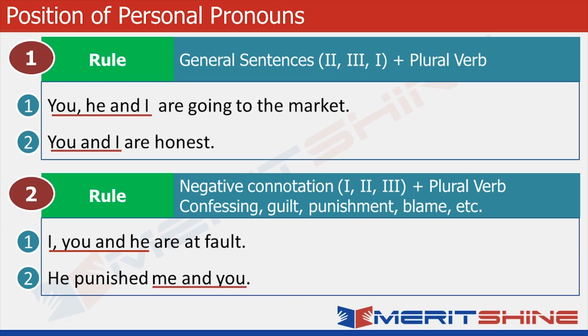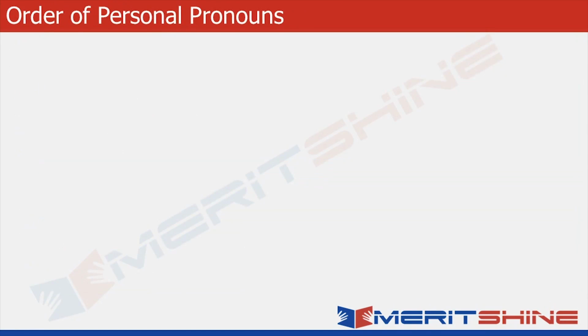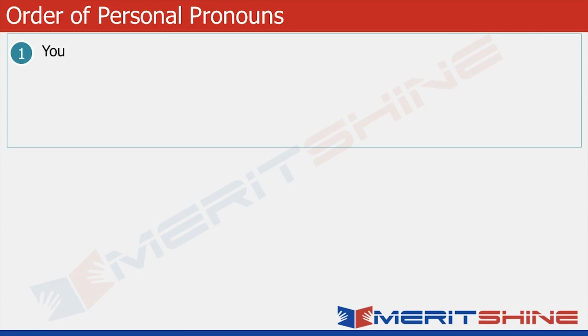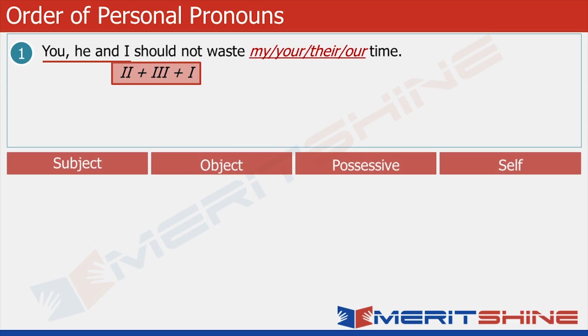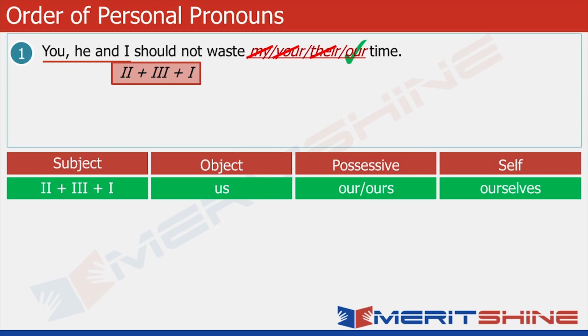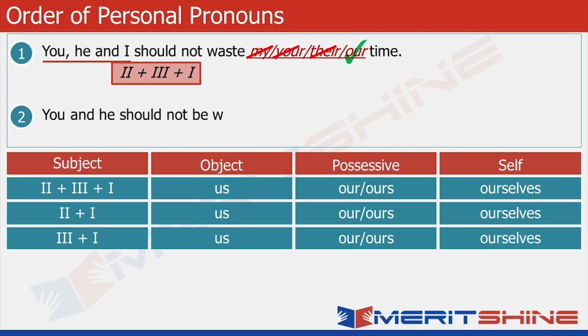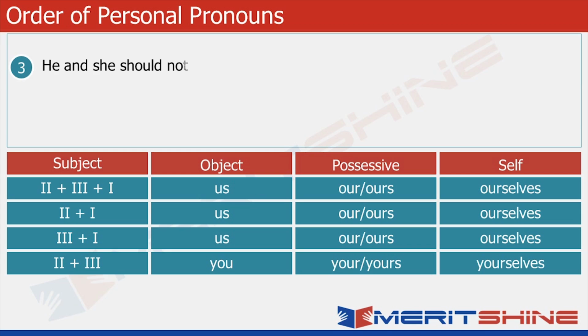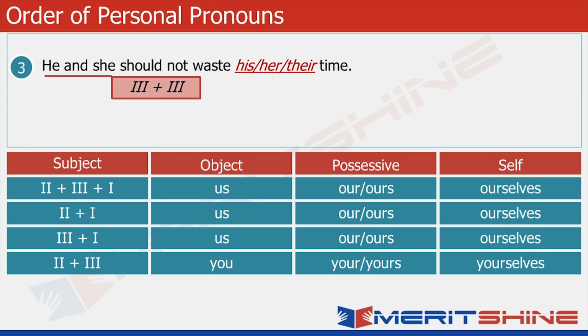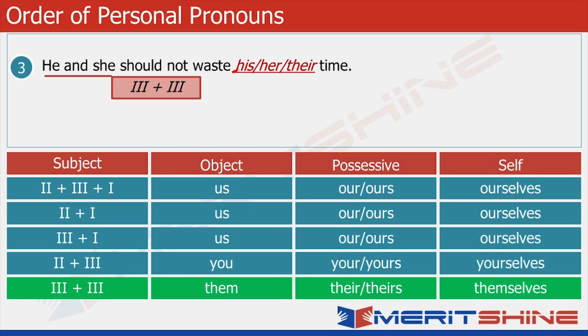What about the possessive form in the sentence where we have more than one pronoun in the subject? You, he, and I should not waste my / your / their / our time. As it is a general sentence, the order of pronouns is correct. The possessive should be our here. You and he should not be wasting your / his time. In this sentence, the possessive should be your. He and she should not waste his / her / their time. In this sentence, the possessive should be their.